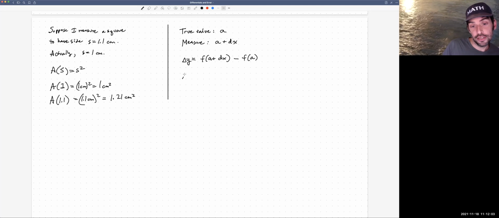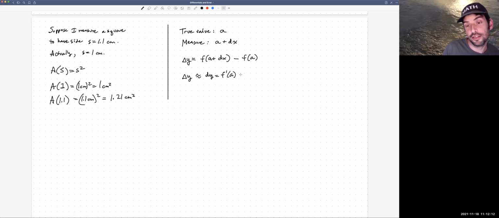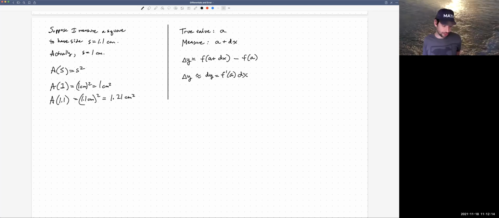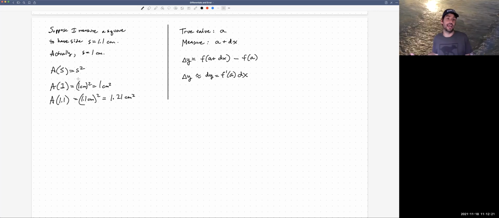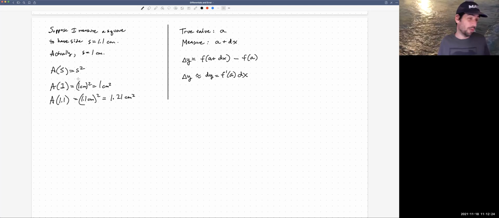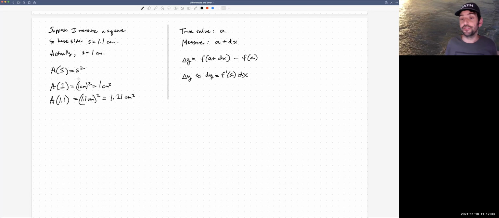Now recall, delta y is approximately dy, which is equal to f prime of a dx, right? That's what we just did with these differentials. The problem is, right, in my example, somehow I knew the actual side of the square was 1 centimeter, right? Well, why would I be measuring it if I actually knew? In a typical example, we won't know that. We'll do an example in a second like that. But we don't know what the actual one is. So we can't know what A is, right?